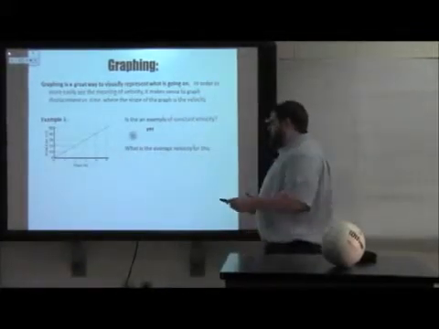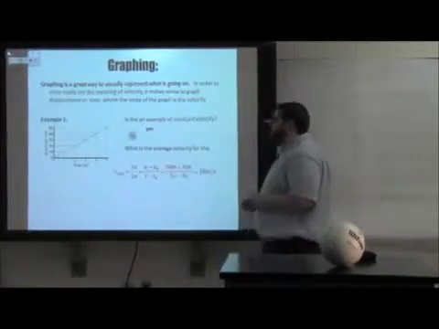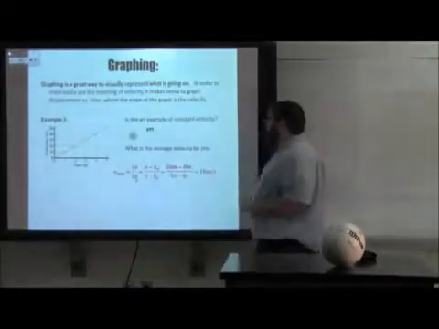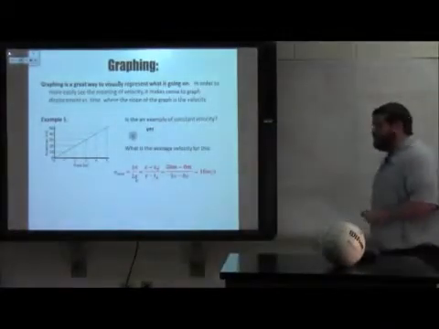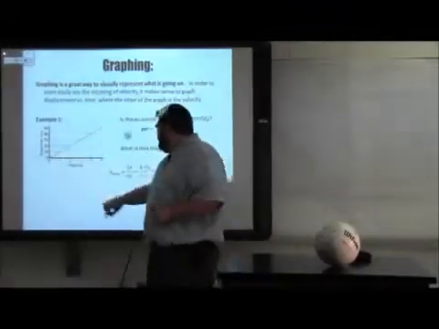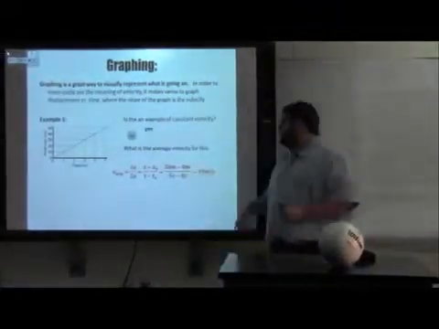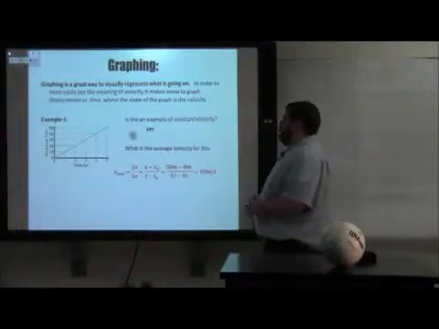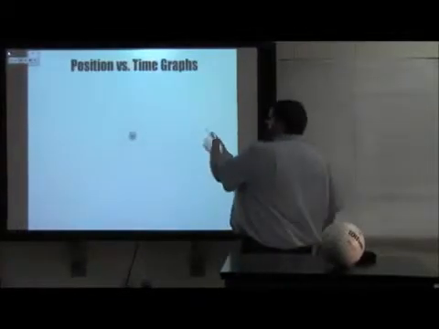Well, average velocity is delta x over delta t. Oops, that should be delta t. And x minus x naught over t minus t naught, or specifically the final point minus the initial point, which is 50 minus 0 over 5 minus 0, which is 50 over 5, which is 10 meters per second. So hopefully that one wasn't too difficult.